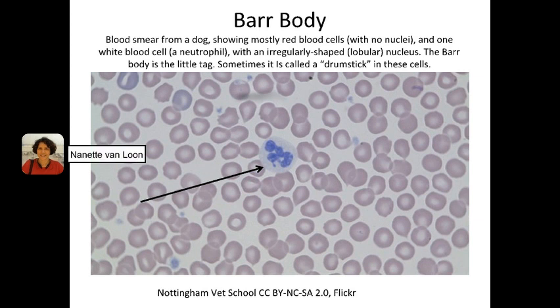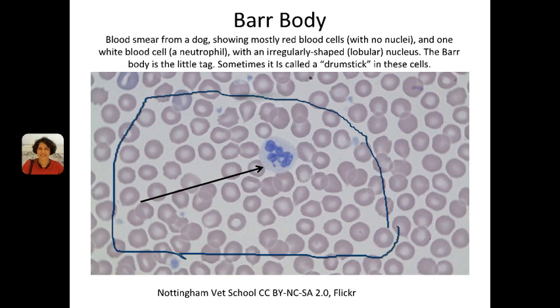This is a picture of a blood smear from a female dog, and like humans, dogs have in their blood a lot of red blood cells, and those are all these cells here. Red blood cells do not have a nucleus at all, so they don't have any DNA. They lose the nucleus during the process of their development. The cell that we are interested in is this cell, a white blood cell. It's called a neutrophil, and the part that the arrow is pointing at is the bar body. You see this little tag here is the bar body, and it is also called, colloquially, a drumstick because of the shape.